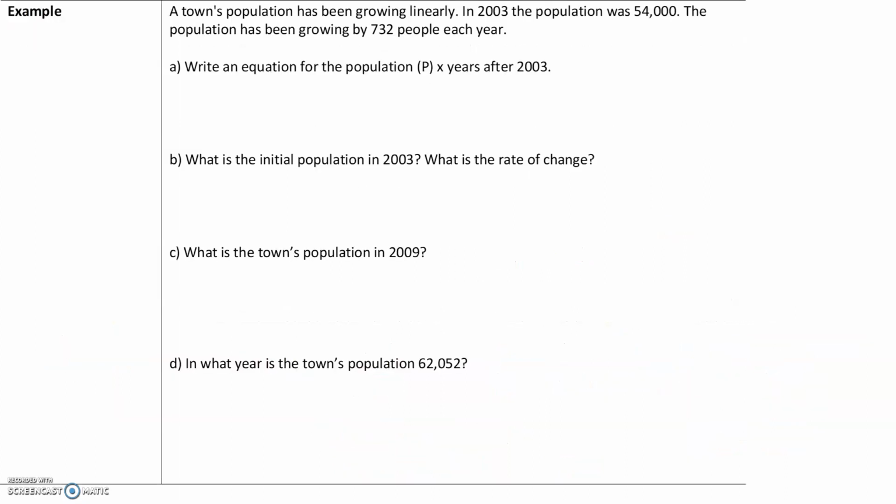Let's take a look at the next example. A town's population has been growing linearly. So linearly, this is when we can use f of x equals mx plus b. In 2003, the population was 54,000, and it's been growing by 732 people per year. So this is your rate of change. How much is the population changing per year? And rate of change is the same thing as slope. Slope is how fast the population is changing.